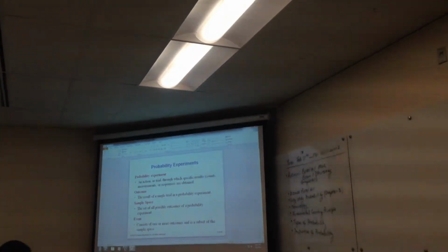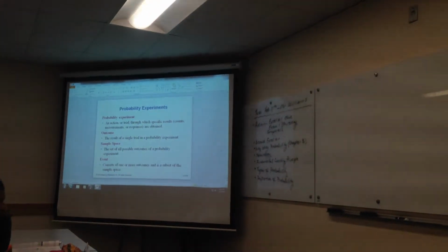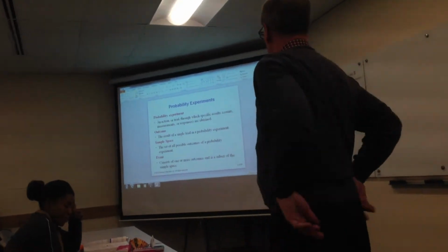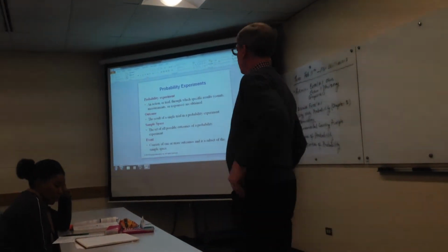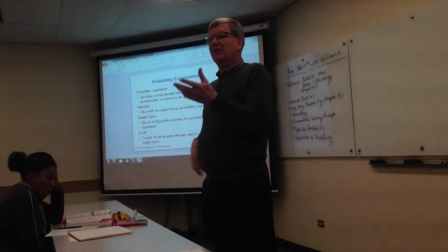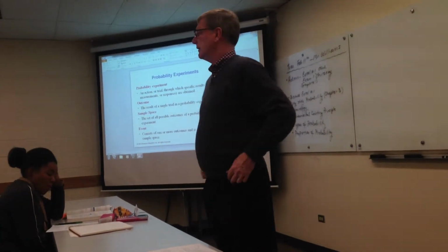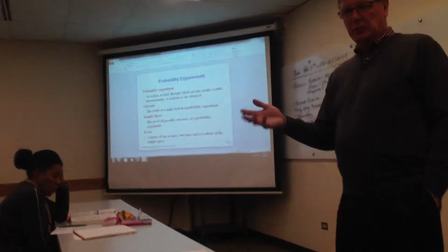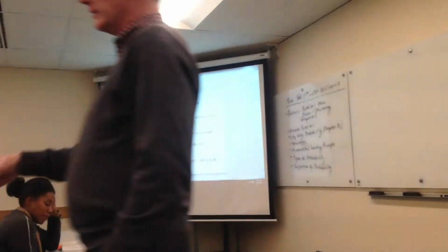So if I have a probability experiment, an experiment is nothing more than something that I do, an action, a trial, some scenario in which the specific results of whatever I do, I can count. It's a measurement, or I get a response. And the easy way is rolling a die. The experiment would be rolling a single die.